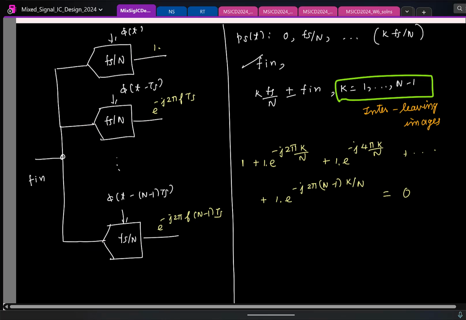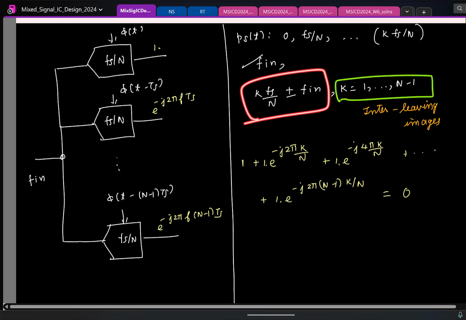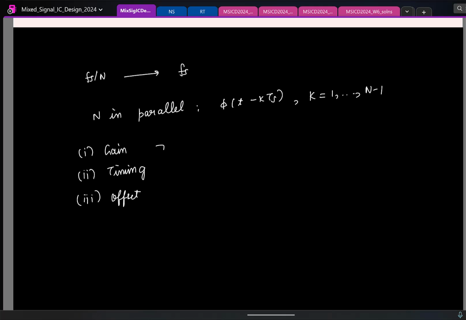So whenever you have a mismatch in the gain or in the time, that translates to the fact that at the output you will see these aliased components. So in either of these you will get unwanted tones at this frequency. Again, k goes from 1 to n minus 1. And if you have offset mismatch, you will have spurious tones at k times Fs by n, k goes from 0 to n minus 1. Clear?